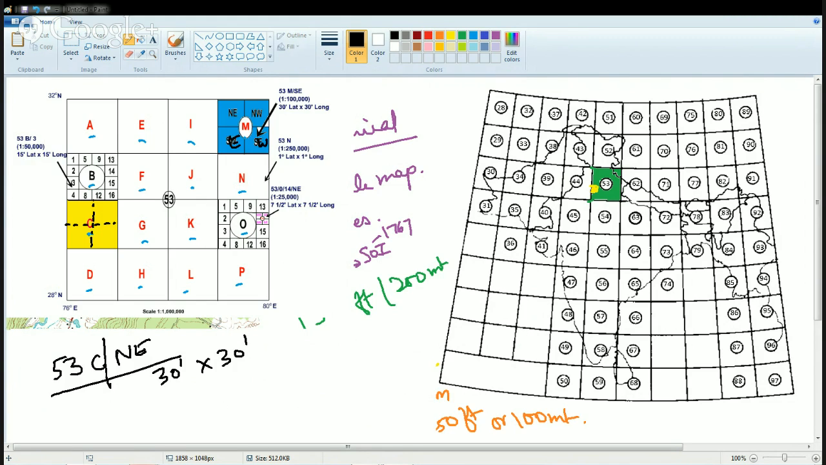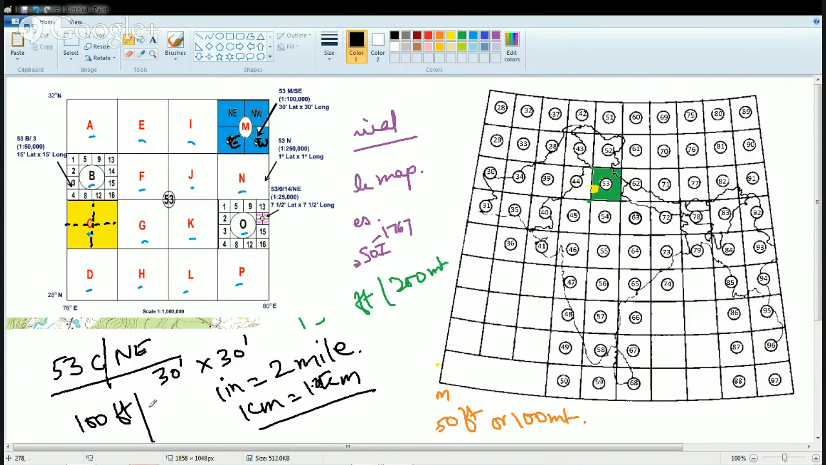Here you have 4 sections, as I already explained: northeast, northwest, southeast, and southwest. Then you have 1 inch to 2 miles here, or I can say 1 centimeter is equal to 1.25 kilometers. The contour interval in this case would be 100 feet, or I can say 50 meters. So this is the half-inch sheet.